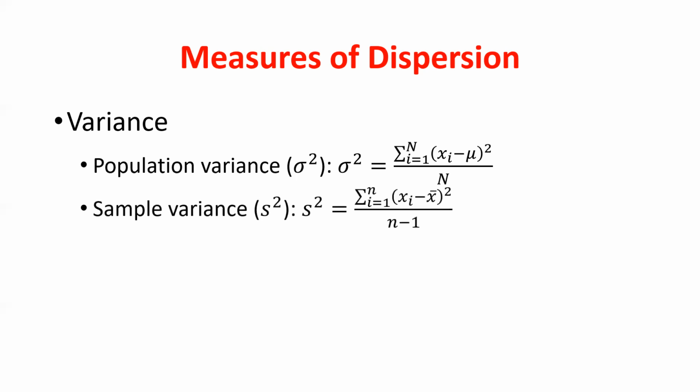Sample variance, the exact same thing. We have a little bit of difference in notation. Instead of the population mean, we're looking at the deviation from the sample mean because we're dealing with sample data now. However, if we only have sample data and we are calculating a variance, instead of dividing by the total number of observations, we divide by n-1.